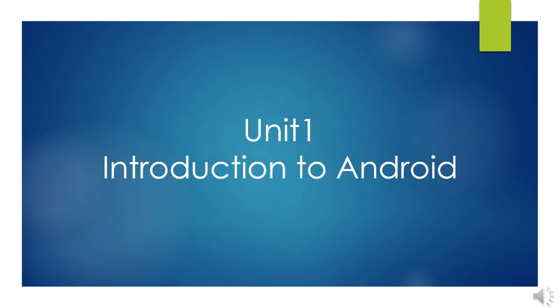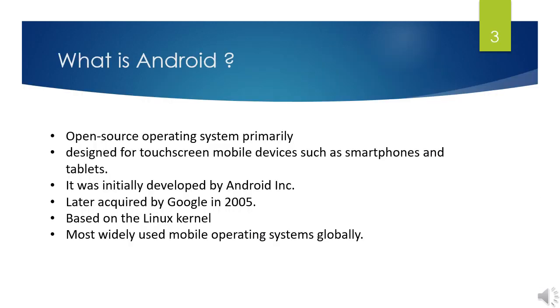Introduction to Android. What is Android? Android is an open source operating system primarily designed for touchscreen mobile devices such as smartphones and tablets. It was initially developed by Android Inc., which was later acquired by Google in 2005. Android is based on the Linux kernel and is one of the most widely used mobile operating systems globally.